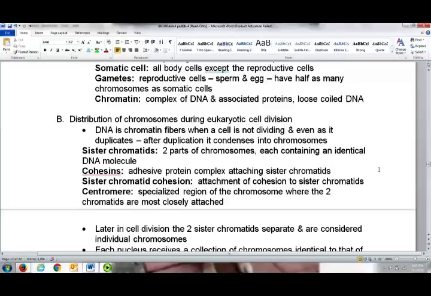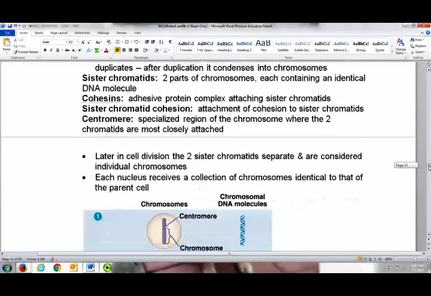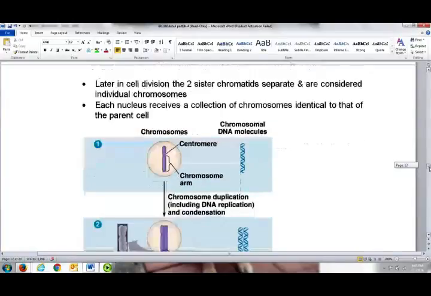So the cohesin will be what attaches them together. The centromere is the region where they are attached. So later on in cell division, the two sister chromatids separate and they'll be considered the individual chromosomes. So each nucleus is going to receive a collection of chromosomes that are identical to that of the parent cell.